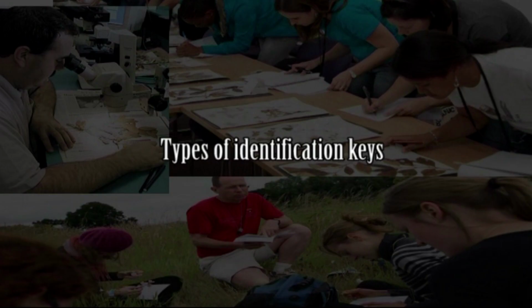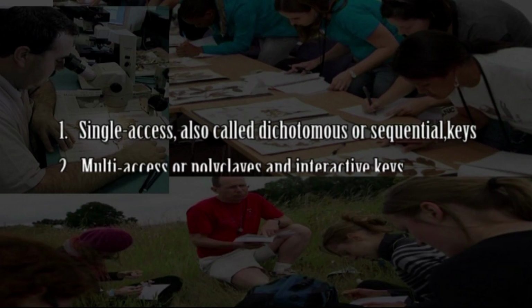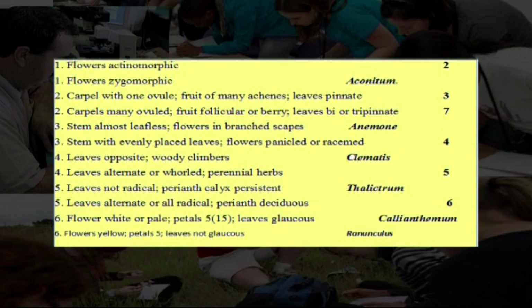Various types of keys and key formats are used in plant identification. Generally, we group them into two broad types: number 1 is single access keys, also called dichotomous or sequential keys, and number 2 is multi access keys, which are polyclaves and interactive keys. The single access keys work by offering a fixed sequence of identification steps, each with multiple alternatives, the choice of which determines the next step.